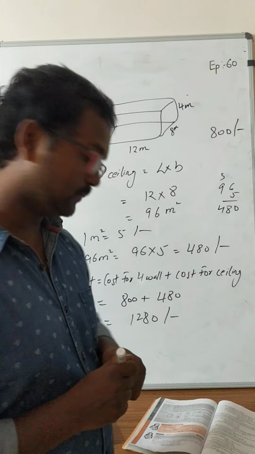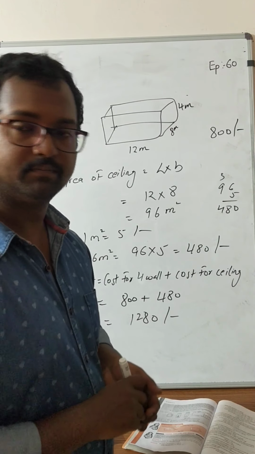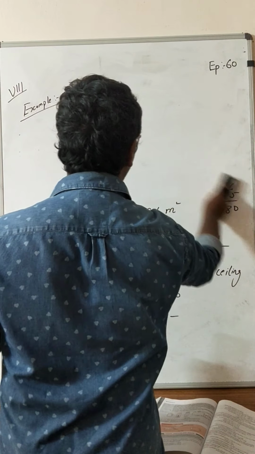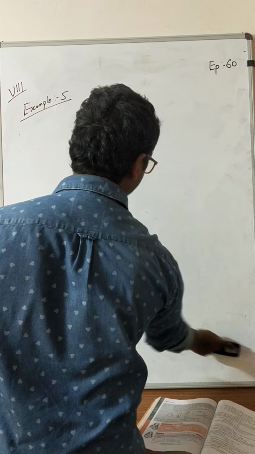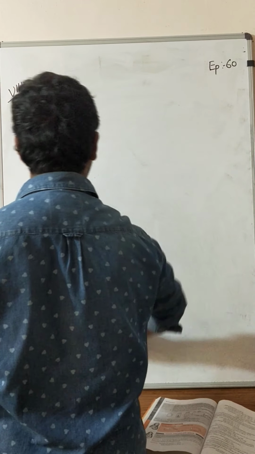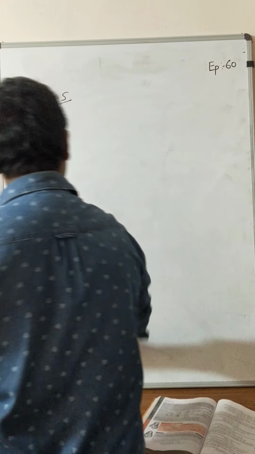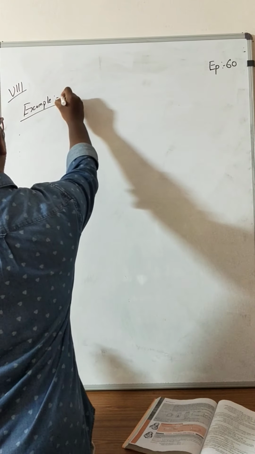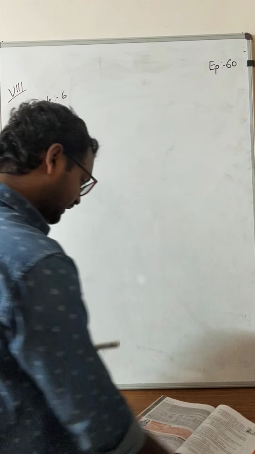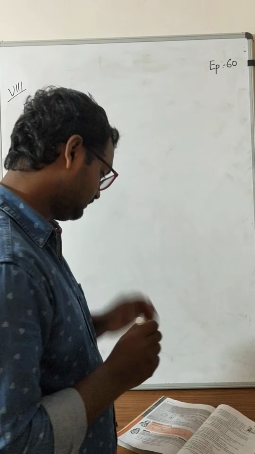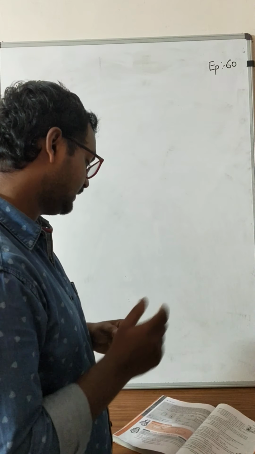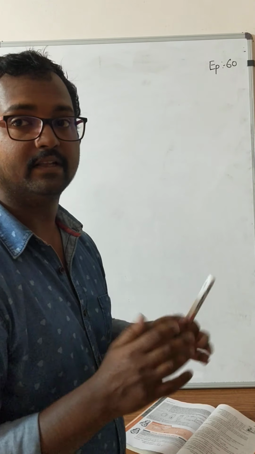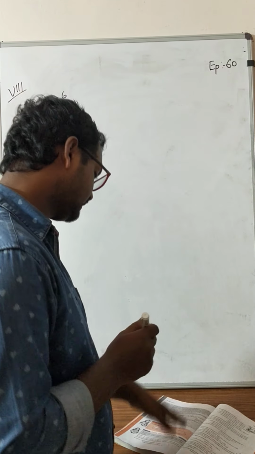Now let's move on to the sixth one. The sixth one is very, very important. Let me read out the sixth one. In a building, there are 24 cylindrical pillars. So what is the shape of a pillar? A pillar looks like a cylinder. Now the radius of each pillar is 28 centimeter.